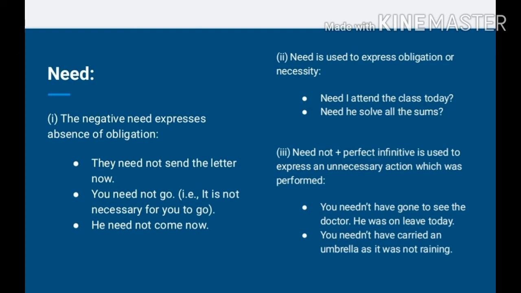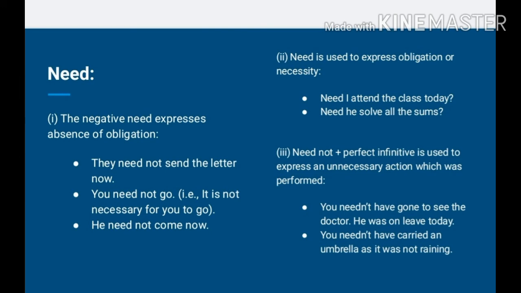Secondly, need is used to express obligation or necessity. Look at the example. Need I attend the class today? Need he solve all the sums? In these two expressions, we can see need is used as a modal auxiliary to express the necessity or the obligation of a person to do that particular action.